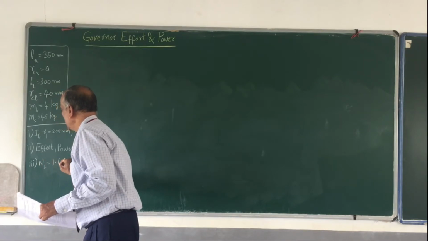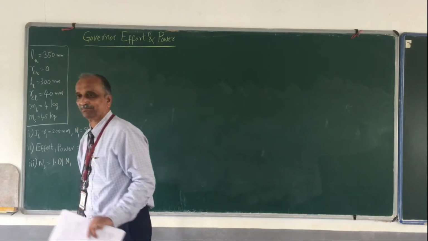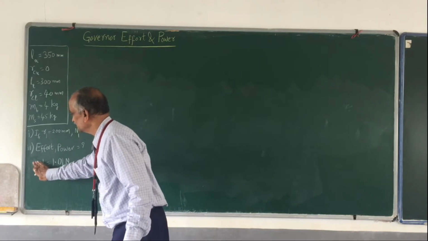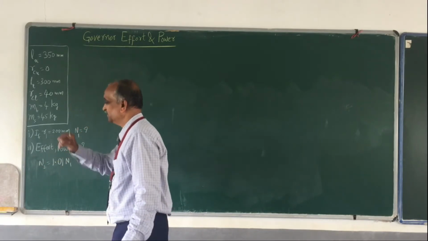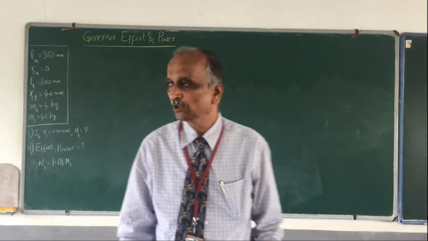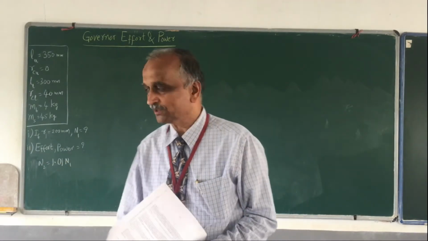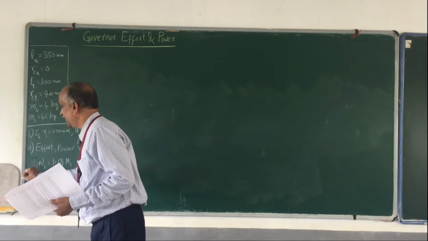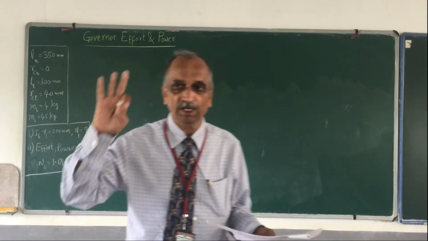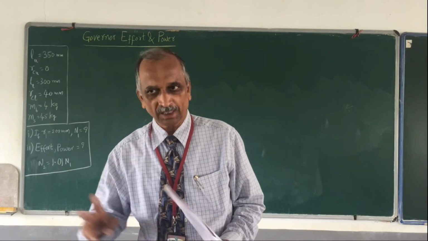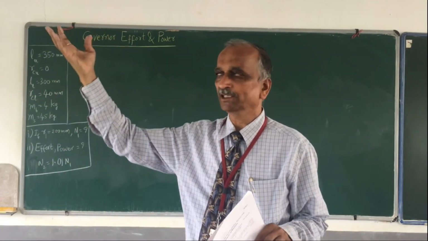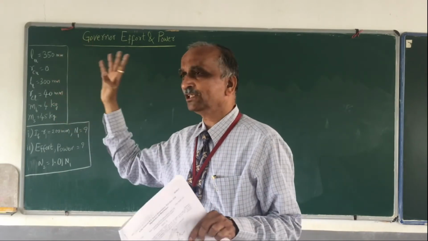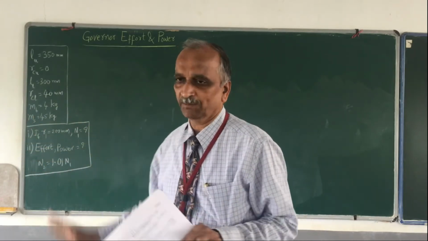So N2 is 1.01 times N1. It is not the third one, I should say. So this effort and power, when the speed changes to 1.01 times, 1% more than N1. So whenever effort and power are being asked in a problem, make sure that you always have two positions, one equilibrium position, I can call it position 1 and position 2. Position 1 and position 2 information must be given in the problem.